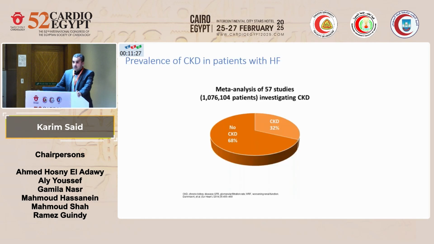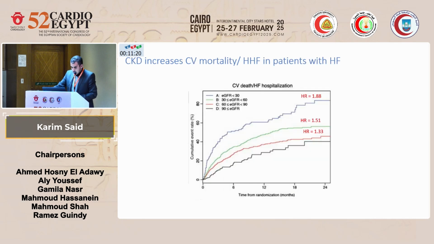This is a common problem among heart failure patients. We can detect CKD in up to 1/3 of patients, and it is associated with worse outcomes. The lower the eGFR, the higher the mortality and heart failure hospitalization. Among heart failure patients with CKD stage 4, the risk of heart failure hospitalization and mortality increased up to 2-fold compared to stage 1.